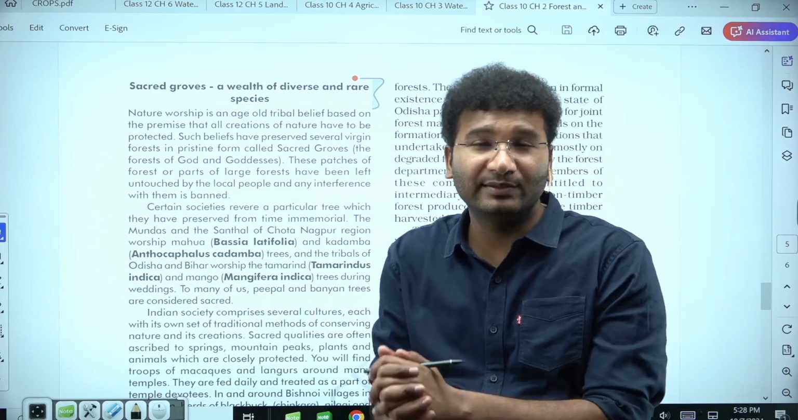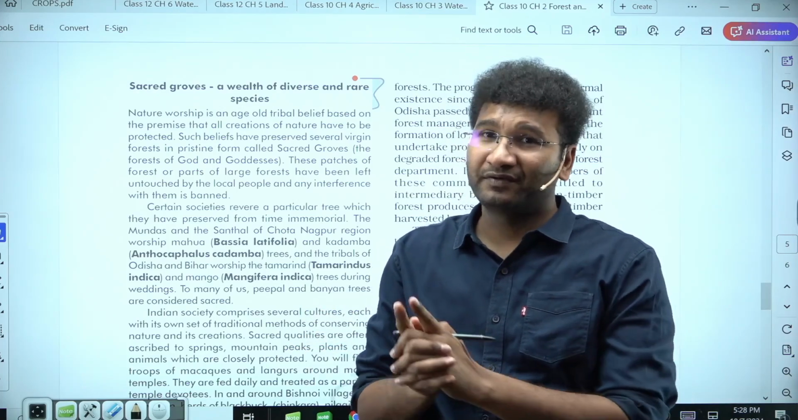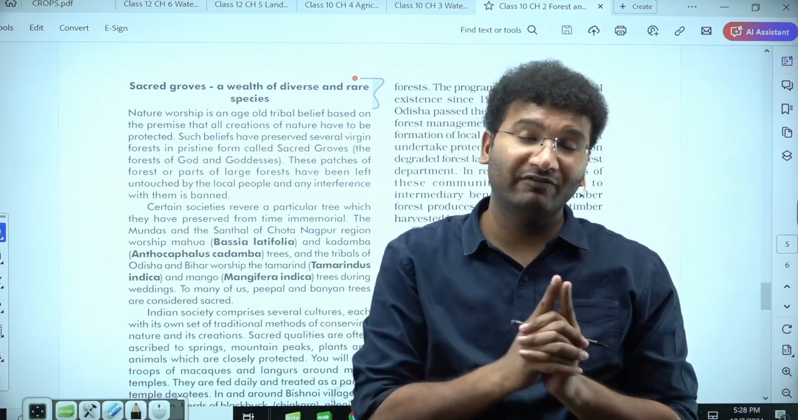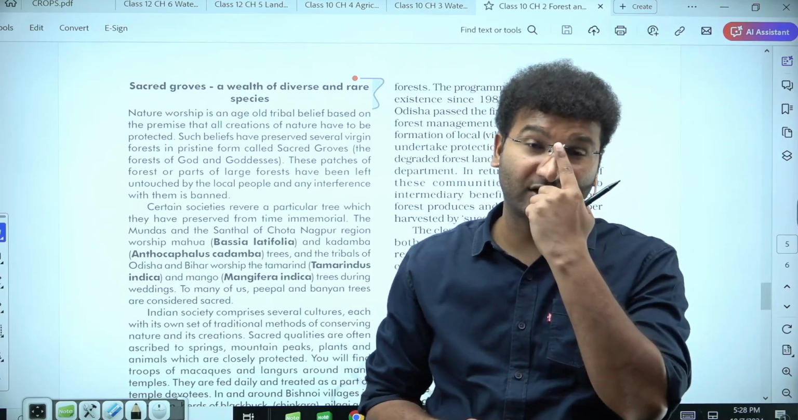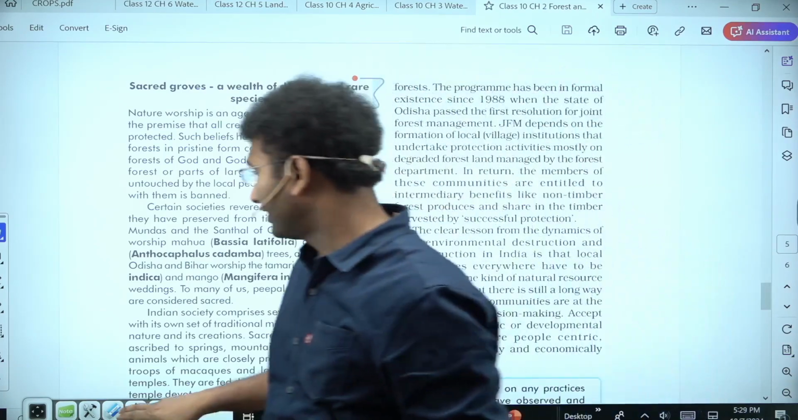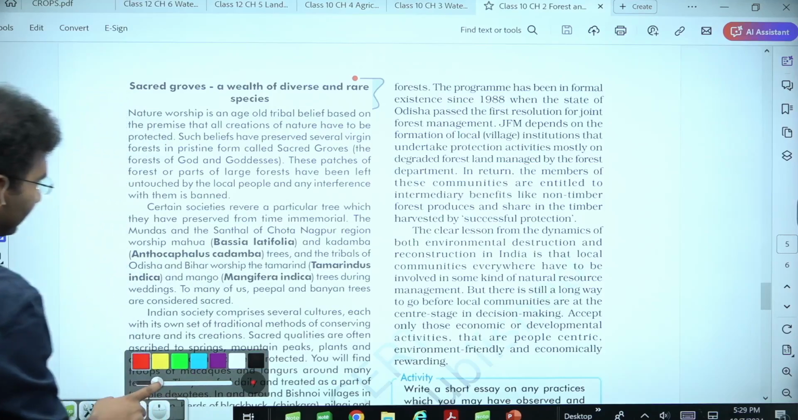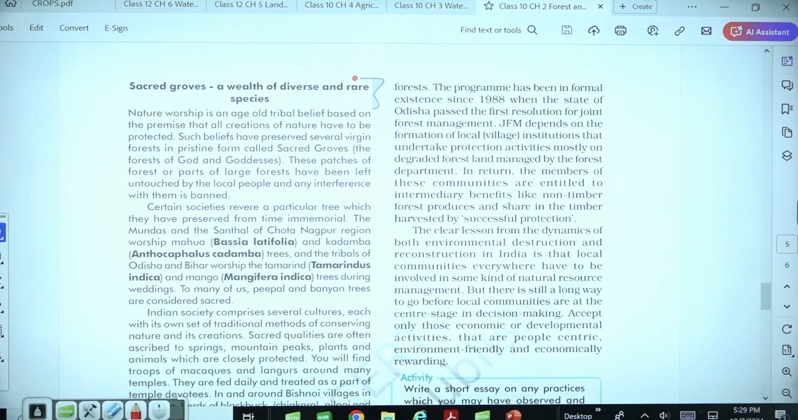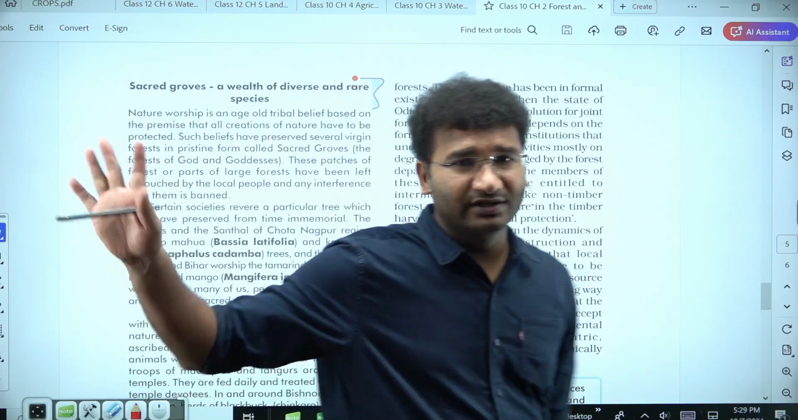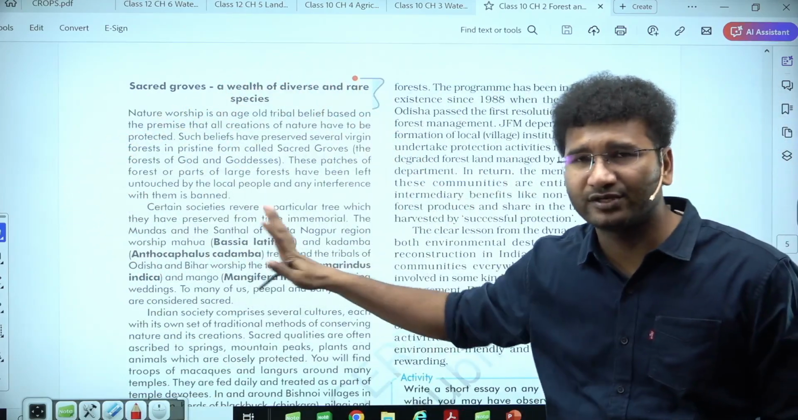Now that tree will become sacred. If someone goes to cut that, people will be ready to take any kind of steps. That is called a sacred grove. Sacred groves are nothing but those plantations which have high religious importance. Gods and goddesses are declared in the names of them. For example, Bassia latifolia is an example of it. Banyan tree is an example of this sacred grove. That is the definition which is given here. This is what you need to know.